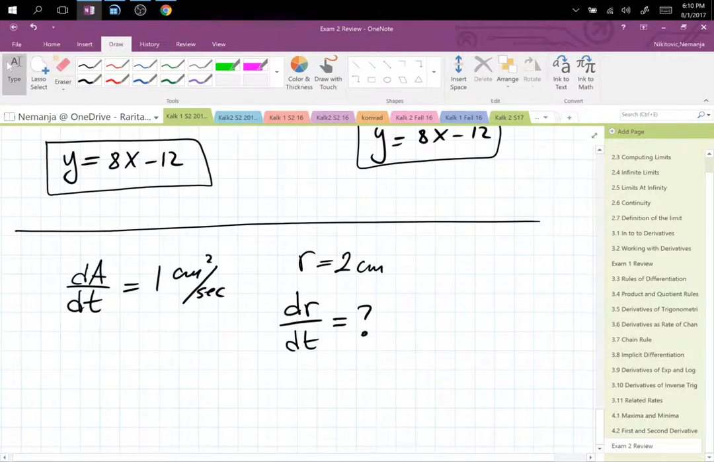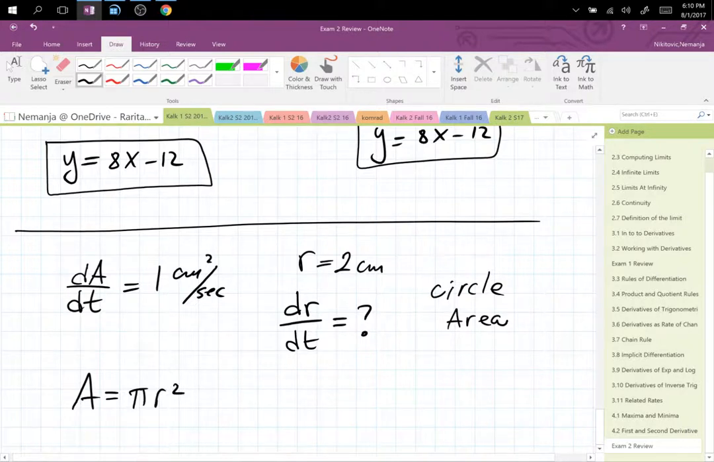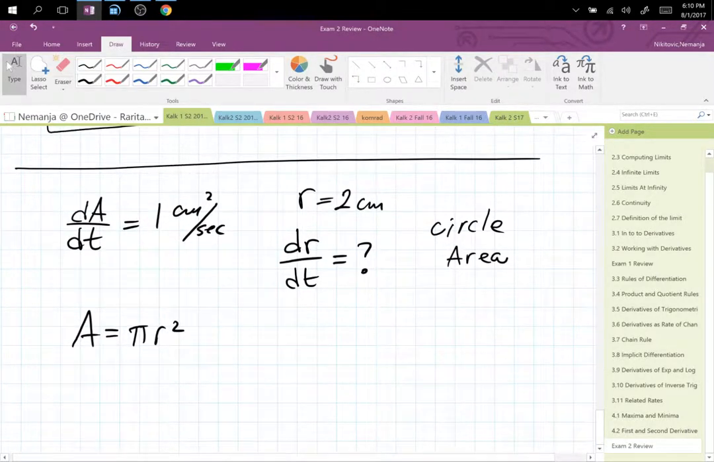So now we know it's a circle, and we know that the concept used is area. So what is the formula that we should use to solve this problem? Pi r squared. Good. Now you're going to take the derivative of that. In respect to? Time. Because I have to get dA over dt. You get dA/dt.